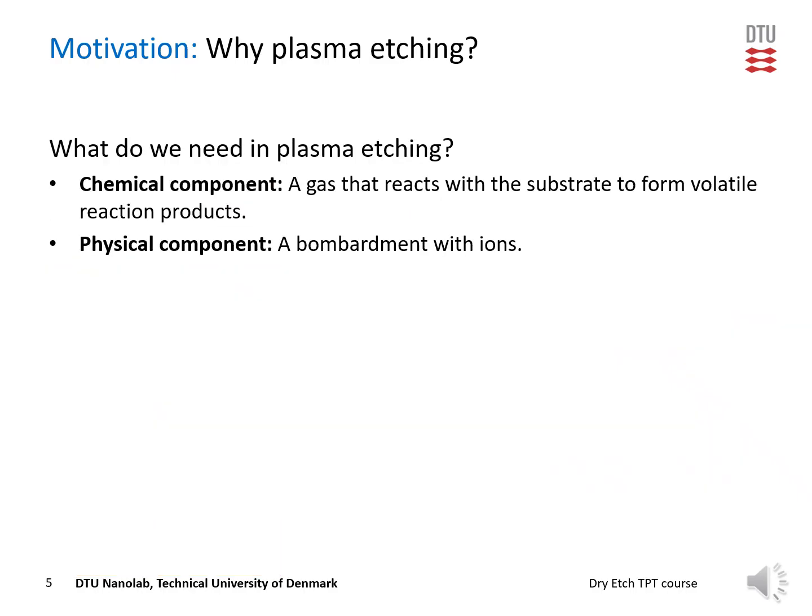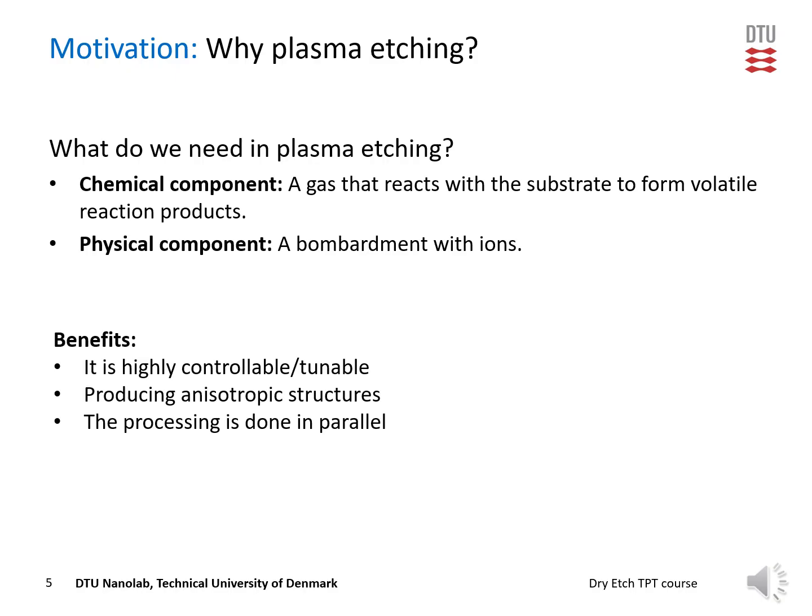So, what do we need to make plasma etching? We need a chemical component that comes from a gas that dissociates into highly reactive radicals that can chemically react with the substrate, forming volatile products that can be pumped away. At the same time, we need a physical component. In the plasma, charged particles can be accelerated toward the surface, adding the directionality needed for anisotropic profiles.